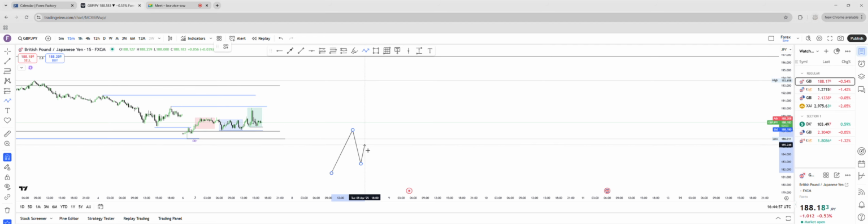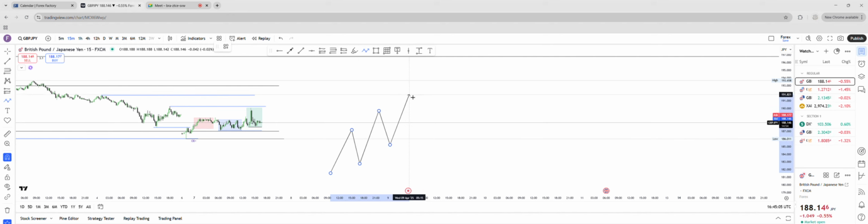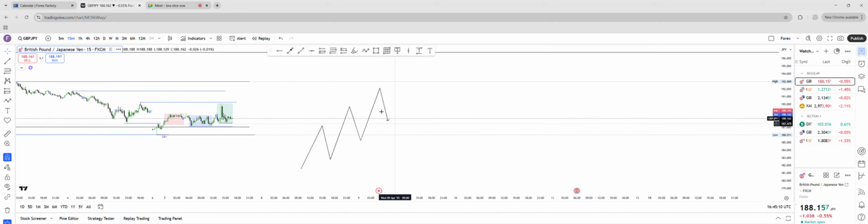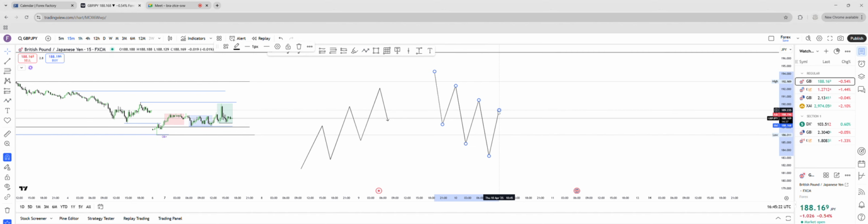Again, if we are bullish, we need to create a higher high, a higher low, a higher high, a higher low, a higher high, a higher low, right? Yes, uptrend. Vice versa, if we are bearish, we need to create a lower low, a lower high, a lower low, a lower high, a lower low, a lower high.